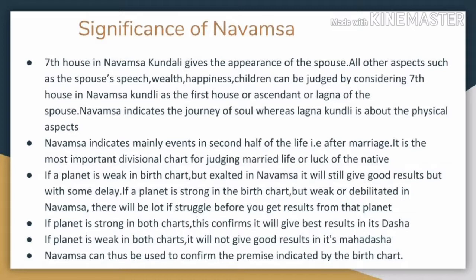Now, if a planet is strong in both the Navamsa and the main Kundali, then it confirms that it will really give you good results in its Mahadasha, provided it is not conjunct any malefic planet or receiving an aspect from a malefic planet in either of the charts. Okay, if a planet is weak in both charts, then generally you will not get good results in its Mahadasha.